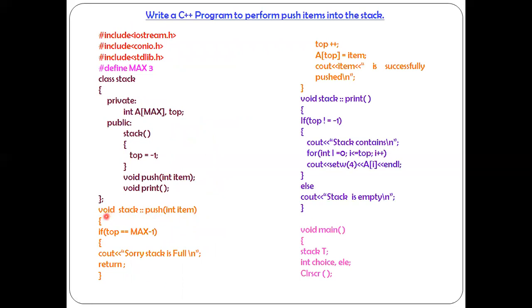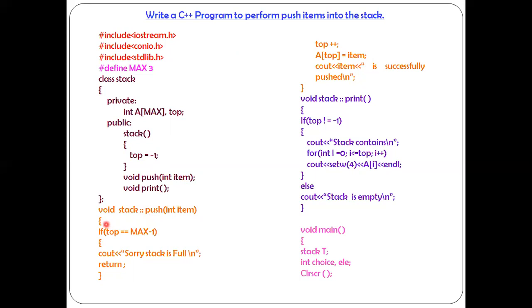Void is the return type specifier. Stack is the name of the class. These two colons are called the scope resolution operator. Push is a member function. How many arguments were passed from that main function to this member function? Only one argument, and it contains 10. 10 will be copied here into this variable, that is item. Item is an argument name, and that argument is of integer type.